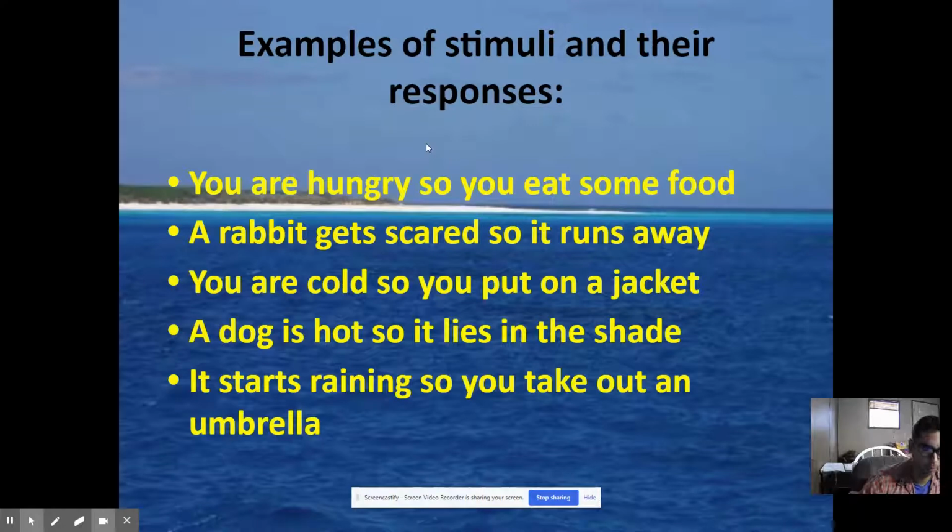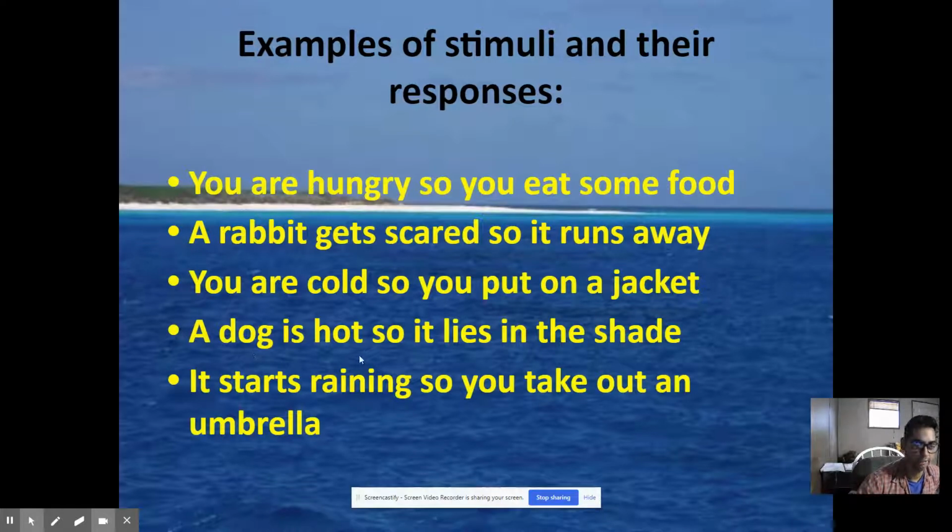We'll do two or three of these together. Examples of stimulus and their responses. It says you are hungry, so you eat some food. What is the stimulus? Being hungry. When you're hungry, what is your response? You go find some food, right? You eat your Takis or your Hot Pockets or whatever it is you eat. So that is your response. Stimulus, response.